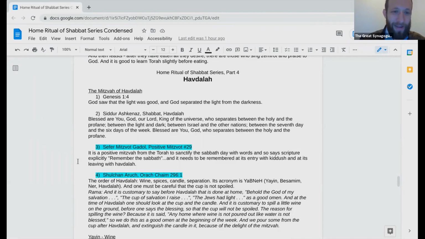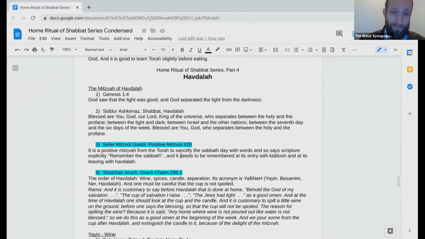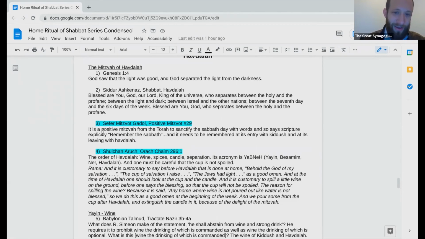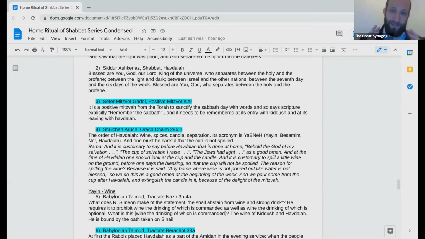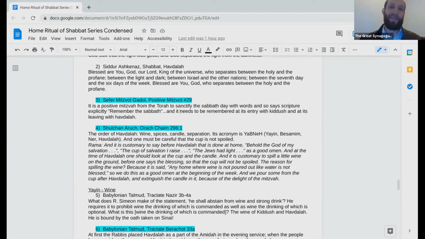Okay, source number 3. It is a positive mitzvah from the Torah to sanctify the Sabbath day with words, and so says Scripture explicitly, remember the Sabbath. And it needs to be remembered at its entry with Kiddush and at its leaving with Havdallah. So we saw a similar source earlier, I think it was the Maimonides source, and now another source saying that we do both. We fulfill that mitzvah of remember the Sabbath, both at the beginning and at the end. It's these bookends of Shabbat acknowledgement.